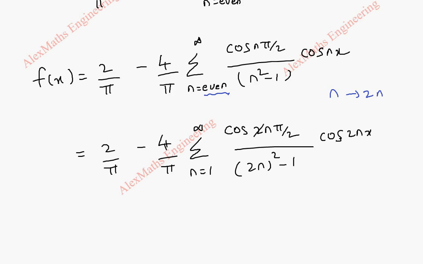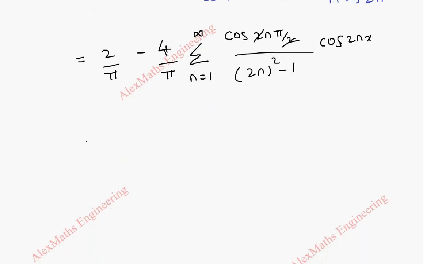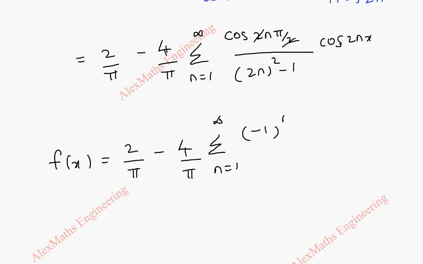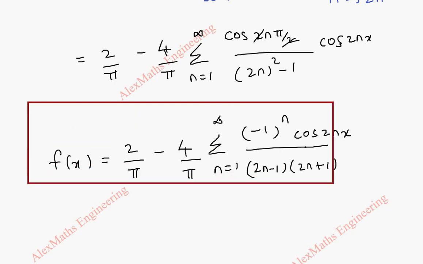Now we can cancel these two, and cos n pi becomes minus 1 whole power n. So finally f of x becomes 2 by pi minus 4 by pi summation n is equal to 1 till infinity minus 1 whole power n by 4n square minus 1. If we want, we can write it as 2n minus 1 into 2n plus 1 also, or 4n square minus 1, into cos 2nx. This is the required Fourier series expansion for the given function.